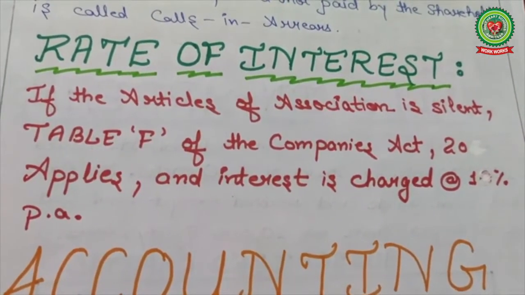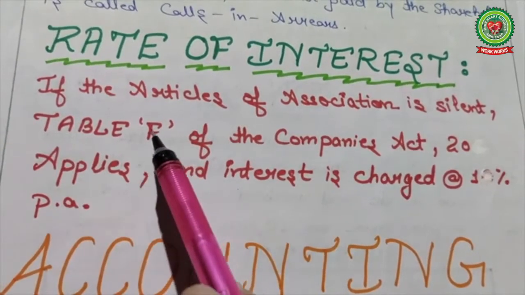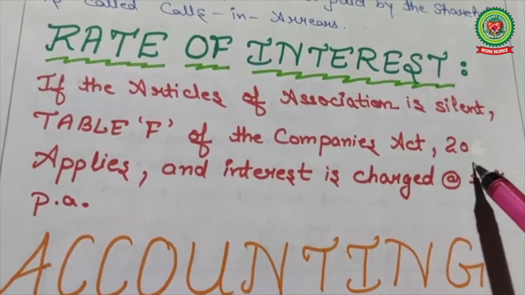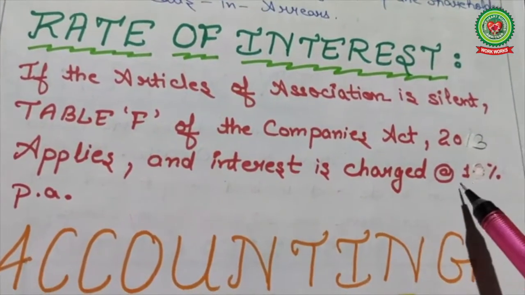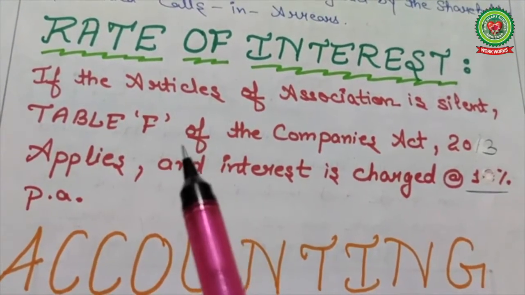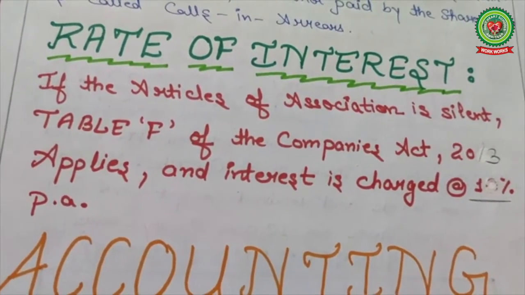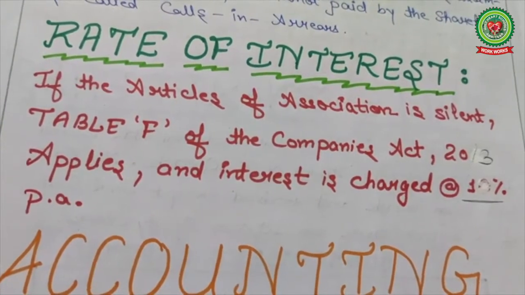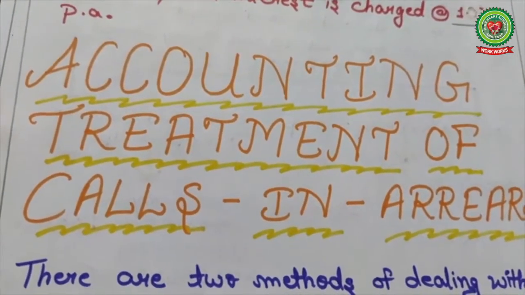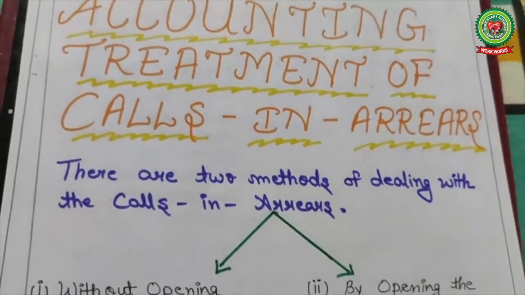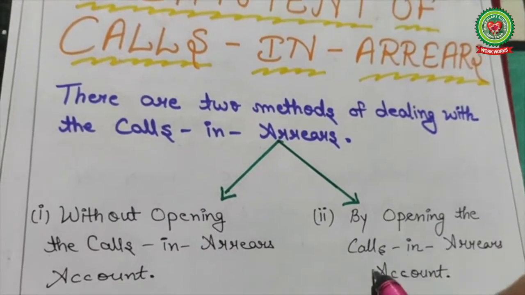Now, rate of interest. If the articles of association are silent, Table F of the Companies Act 2013 applies and interest is charged at 10% per annum. If nothing is given in your sum, then 10% according to the Companies Act is charged as interest on calls in arrears. Now, accounting entry of calls in arrears. Two methods are used here. Number one, without opening the calls in arrears account. Second, by opening the calls in arrears account.